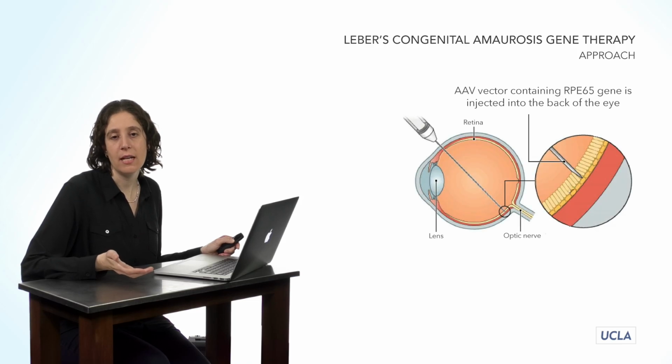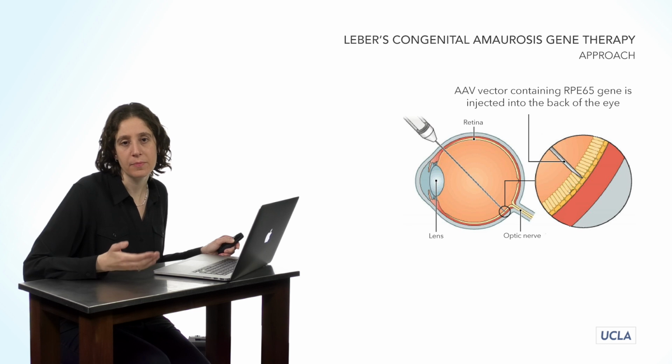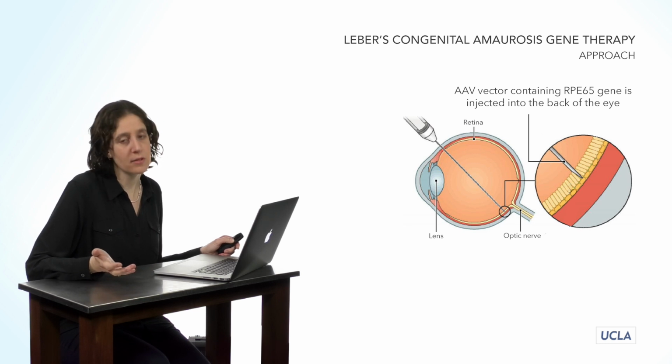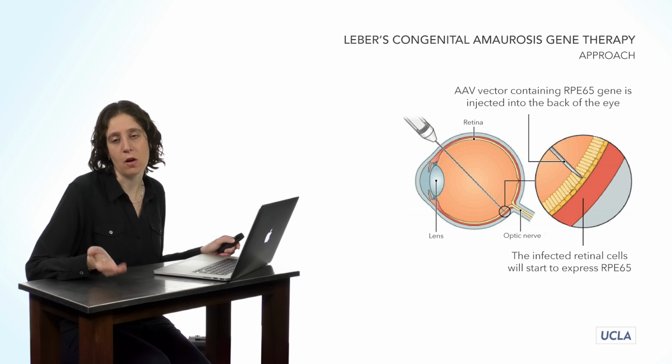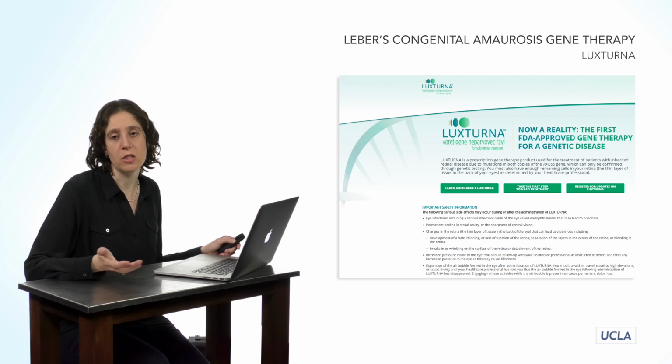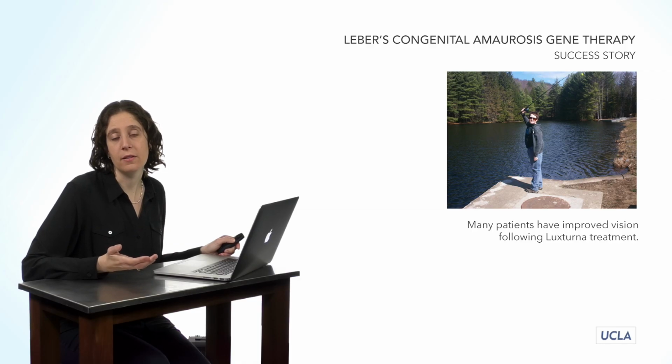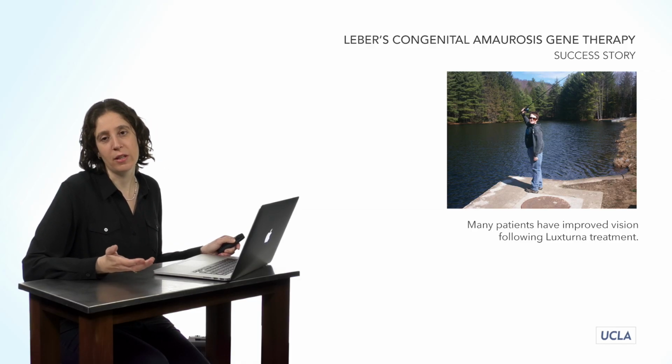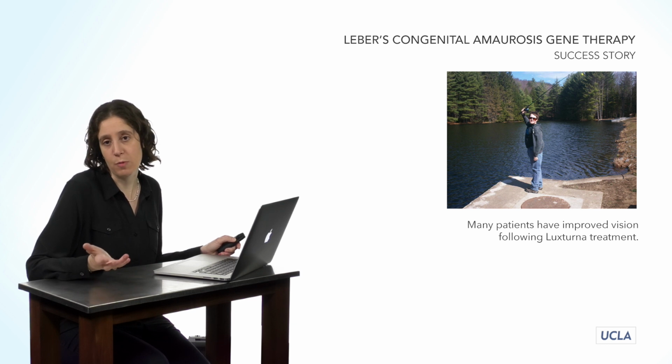The approach here is pretty straightforward. Basically, you just inject the AAV vector containing the RPE65 gene into the back of the eye. And then it will infect retinal cells, and the infected retinal cells will start to express RPE65. This treatment was recently approved by the FDA and is being marketed by the company Spark Therapeutics under the name Luxturna. So it's one of the first FDA-approved gene therapies. So far, many patients who have received Luxturna have shown improved vision following treatment. And you can see one of these patients here. This is a boy who before had very severe vision loss, and now he can see well enough to fish and to read facial expressions.